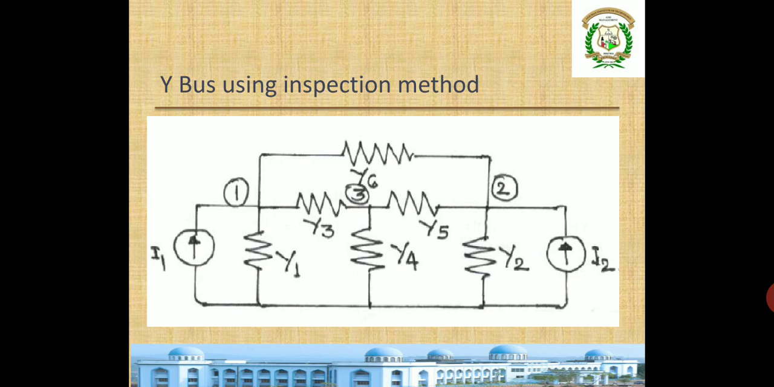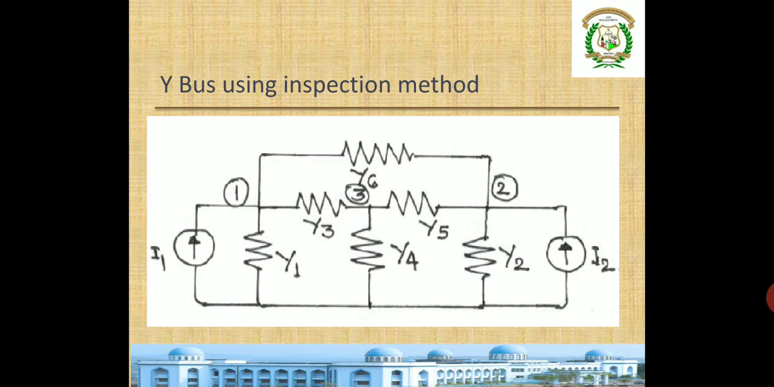It is a very easy method, and by seeing the network directly, we can write the bus admittance matrix, which is much required in solving many problems like load flow or its solutions using Gauss-Seidel method and Newton-Raphson method. Many things we require this YBus. So let us see how to go with the inspection method.